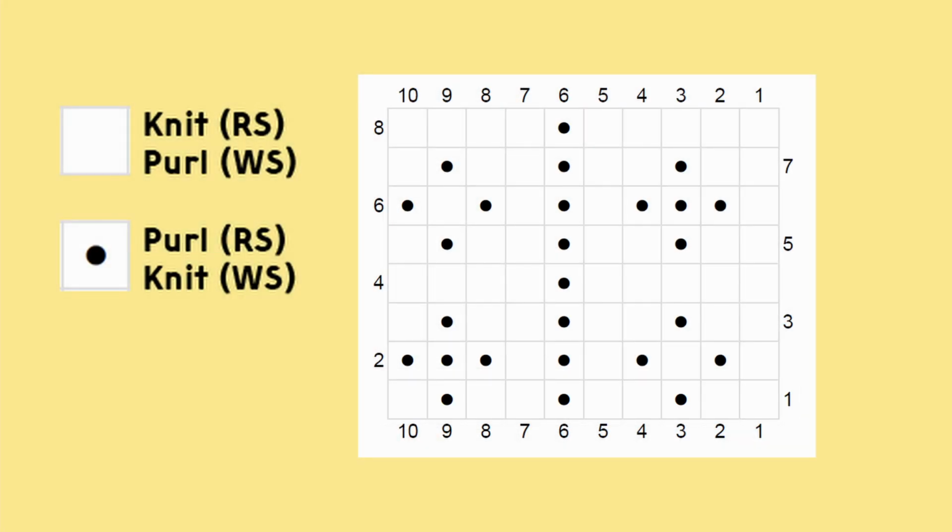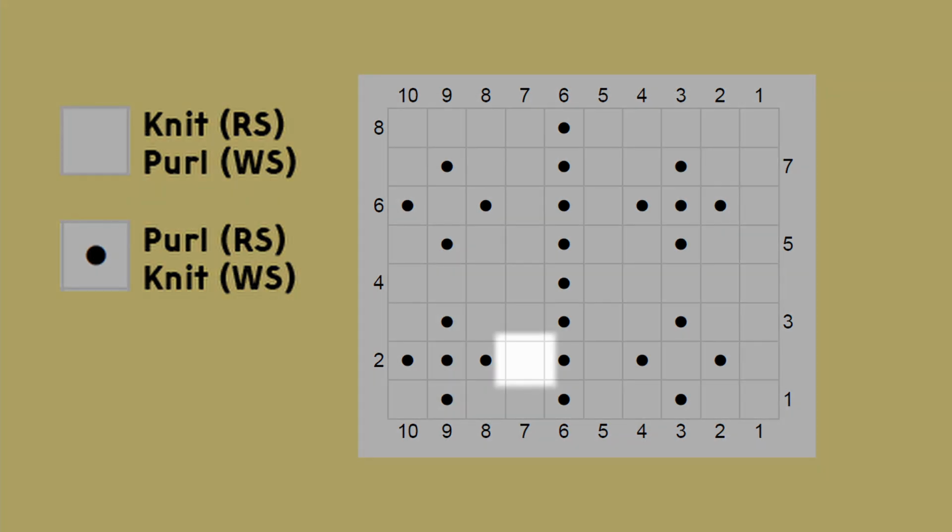But on row 2 we would be working back across on the wrong side. So that empty square now represents a purl stitch and the dot represents a knit. One way to understand this is to think of the chart as representing what the knitted piece will look like from the right side specifically. So working purls on row 2 is going to give us those intended knit stitches from the right side. I hope that made sense.